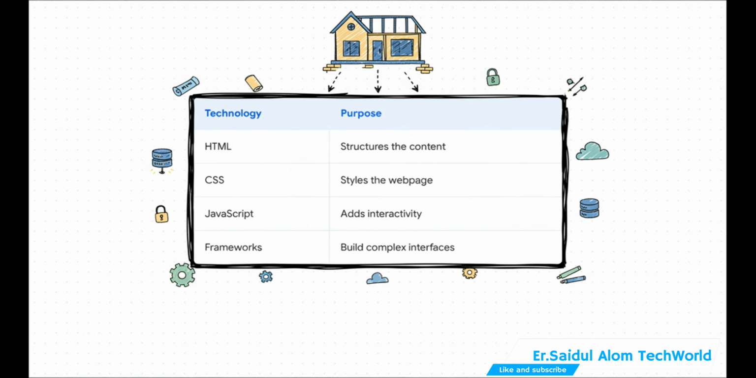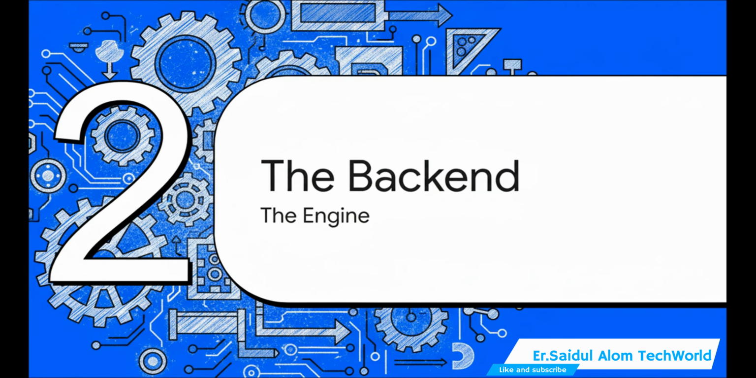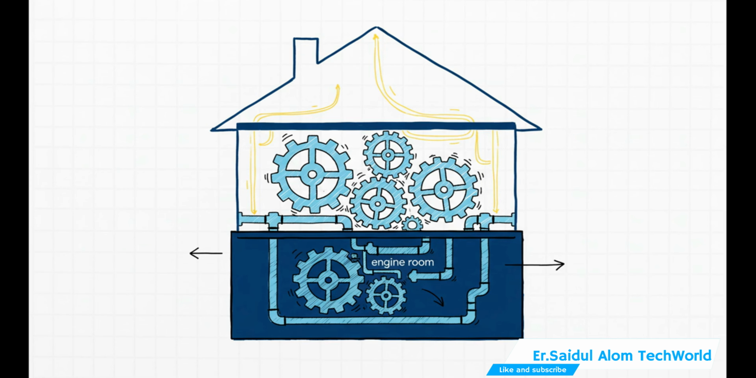Okay, but a pretty house is kind of useless if the lights don't turn on and the water doesn't run, right? And that brings us to the back end. This is the engine room, the stuff working hard behind the scenes that you never even see. So the back end is all that invisible infrastructure. It's the concrete foundation, the plumbing in the walls, the wiring. It's what makes the house actually functional. In tech terms, we're talking about the server, the core logic of the application, all that heavy lifting.